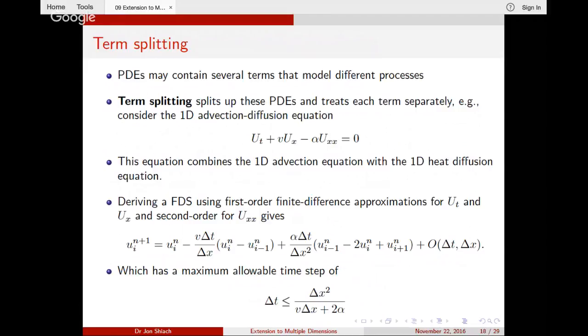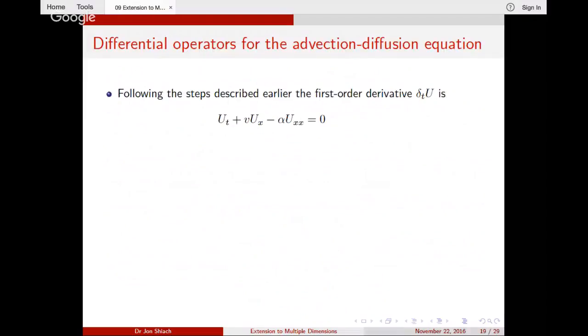Using von Neumann stability analysis, which we did last week, we see that was our maximum allowable time step. Actually, we didn't do it for this equation, but if we did, and it's quite difficult to do, that's our maximum allowable time step. It's a lot better to actually split these up.